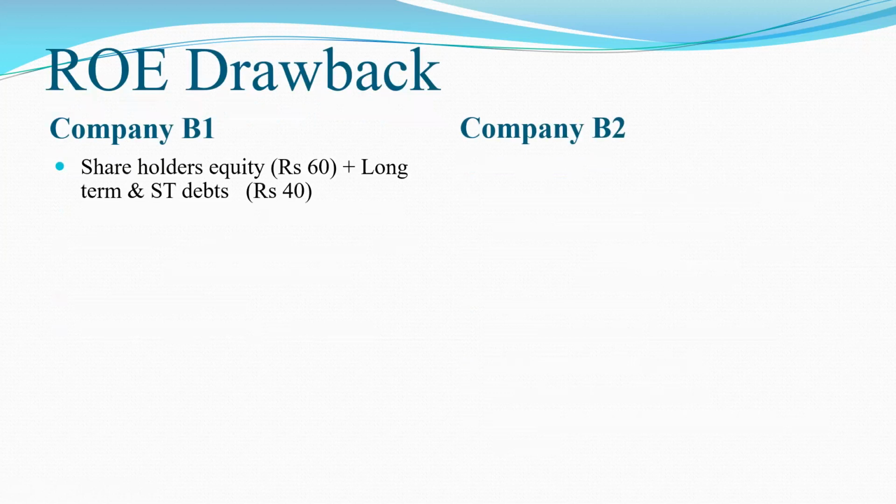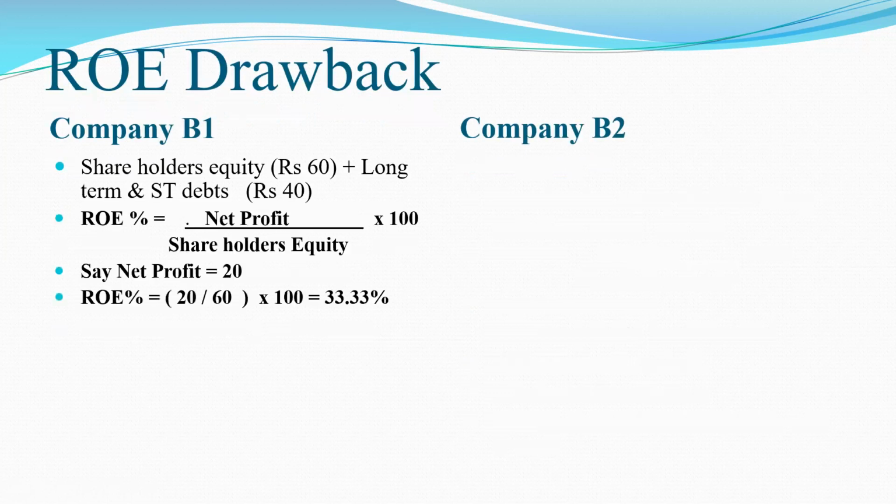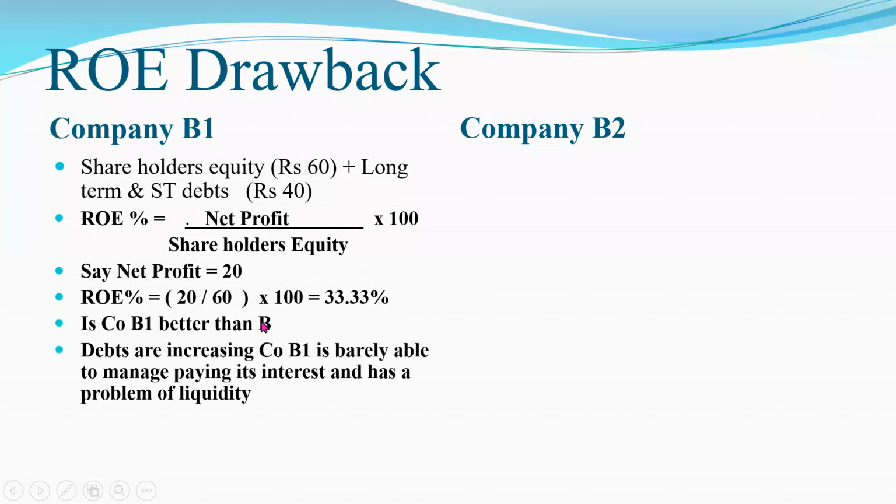Take another company, B1 and B2. Now, the investor is putting 60 and the loans and debts are now 40. So 20 upon 60, ROE is 33. Is B1 better than B? पहले वाला 25 था, अभी ये 33 है. So 33, you think it is better? No, because he has taken more debts.